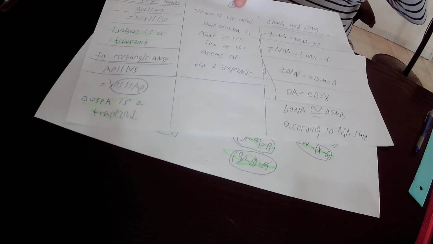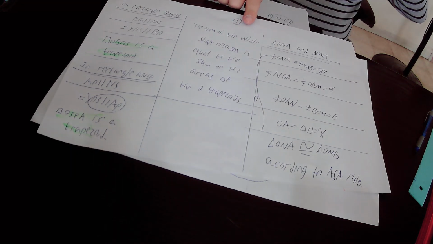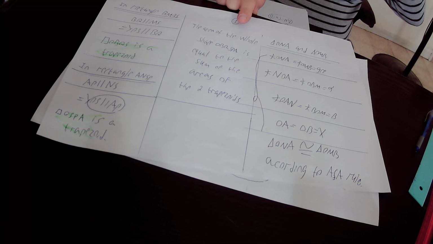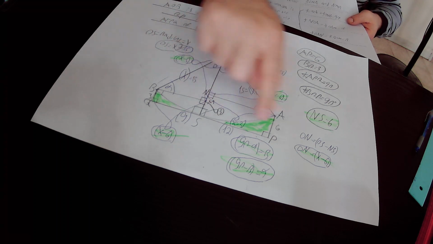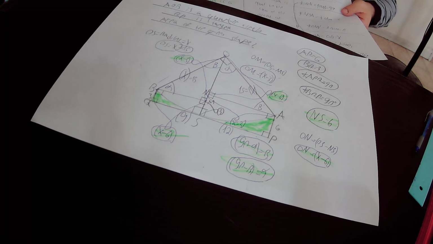Repeat again. The area of the whole shape OBQSPA is equal to the sum of the areas of the two trapezoids: the area of trapezoid OBQS plus the area of trapezoid OSPA. Okay?